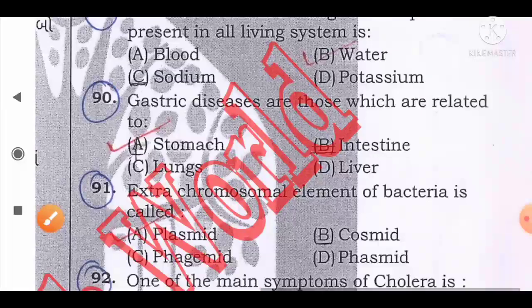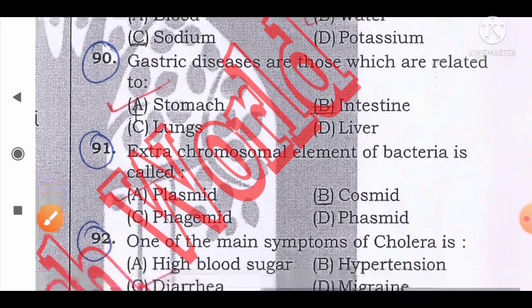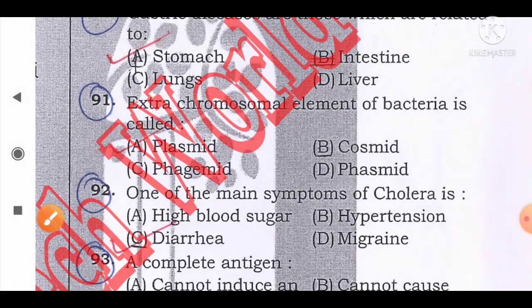Move to the next question number 90. Gastric diseases are those which are related to A. Stomach, B. Intestine, C. Lungs, D. Liver. It is one of the easiest question too. And the correct answer for this question, it is related to the stomach, as gastric juice is secreted in the stomach. So gastric diseases are related to the stomach. So option A, stomach, is the correct answer for this question.